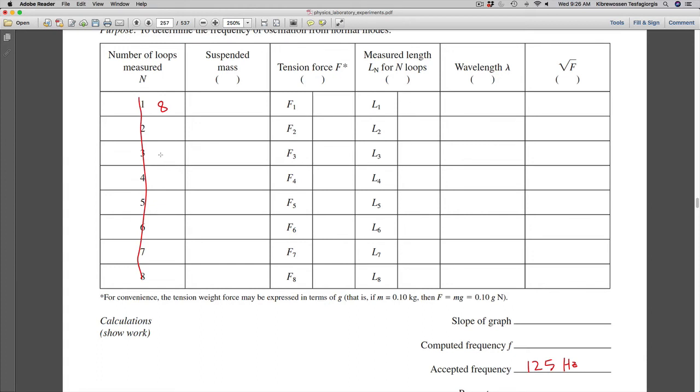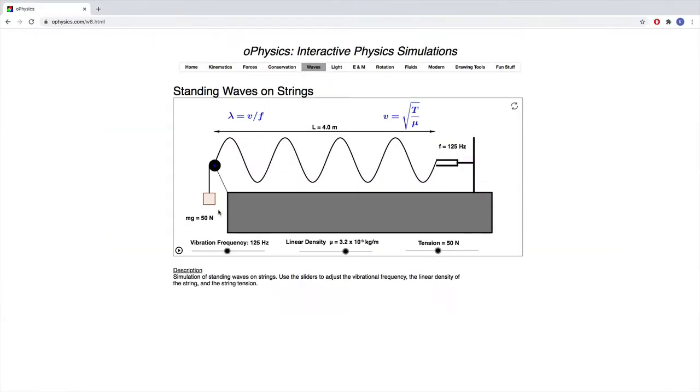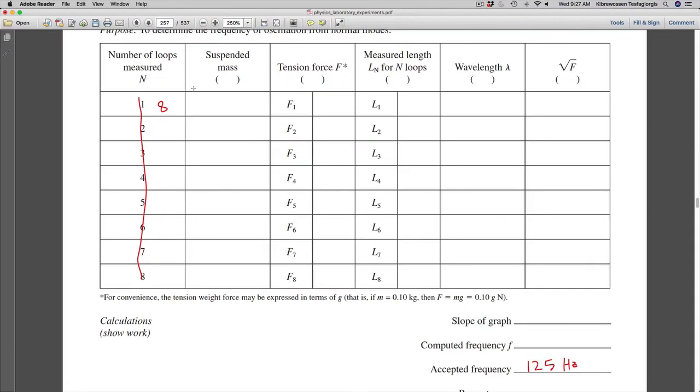But otherwise, it's not going to change much, because eventually, what's important is you are going to graph that. The mass suspended — you don't have a mass suspended here. Instead, you have the whole total force. In a lab setup, we usually put in small masses here until we get a high amplitude kind of wave. But in this particular case, the force is directly given. So therefore, you don't need to fill out anything on this column.